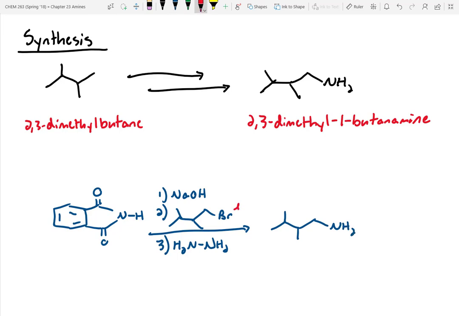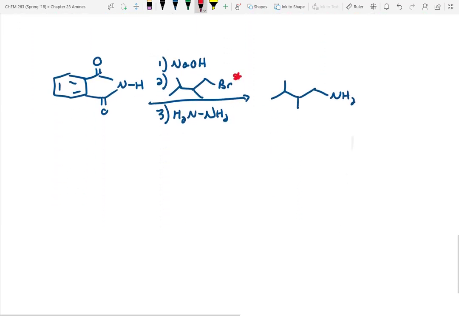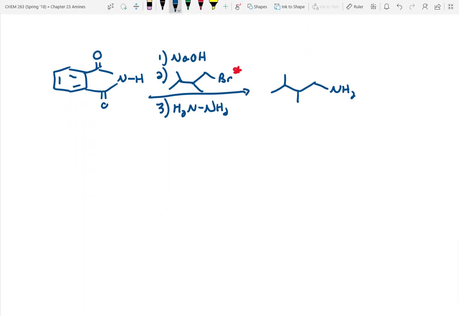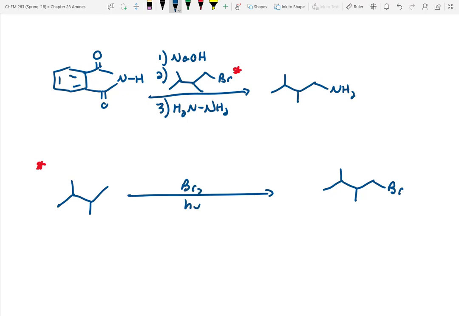But now we need to figure out how to make this alkyl halide. So let's do that down below. I'm going to put the alkyl halide intermediate that we need over here. What would the precursor be that could be used to make this? Or can we just halogenate our starting material to make this? Why can't we just halogenate our starting material? So for example, why can't I just do Br2 and UV light? It would go on one of the tertiary carbons, that's right.